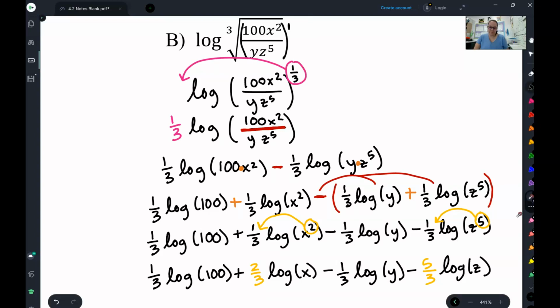Let's see how you did. So, first thing, I brought the 1/3 in front like we talked about. Then I noticed this division, so I turned that division into subtraction.